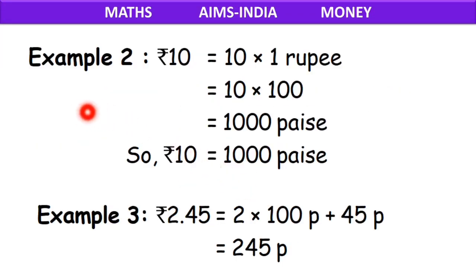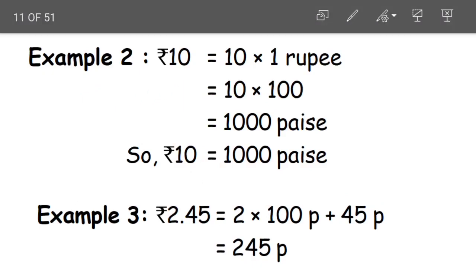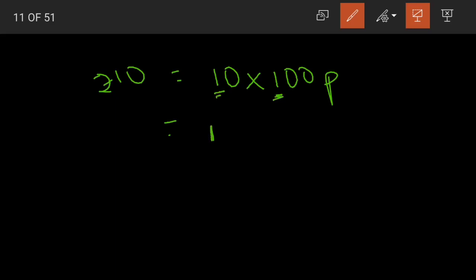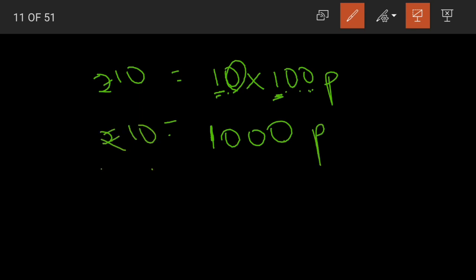Now coming to the next example, 10 rupees. Again, we have 10 rupees is equal to how much? 10 into each rupee is equal to 100 paise. So 10 into 100, how will we multiply? The non-zero digits, 1 into 1, 1. Then count the number of zeros and write them. 1, 2, 3. Lastly, this answer is in paise. Yes? So 10 rupees is equal to 1000 paise.